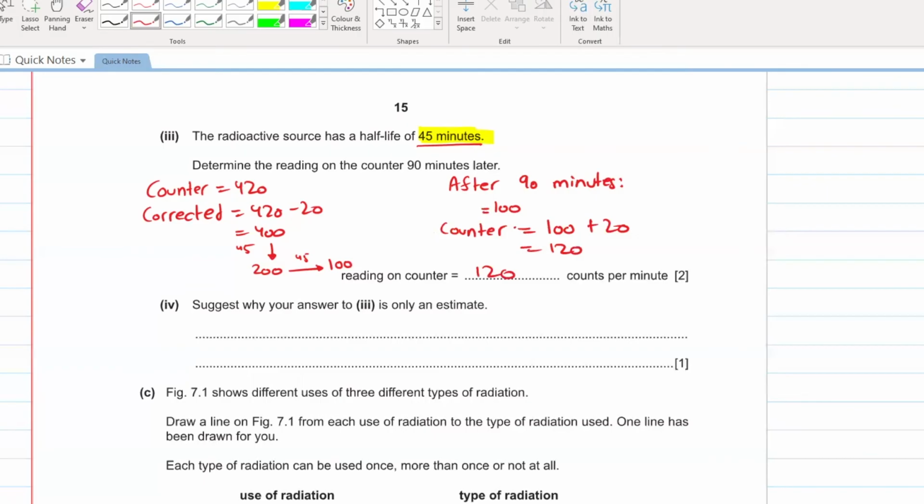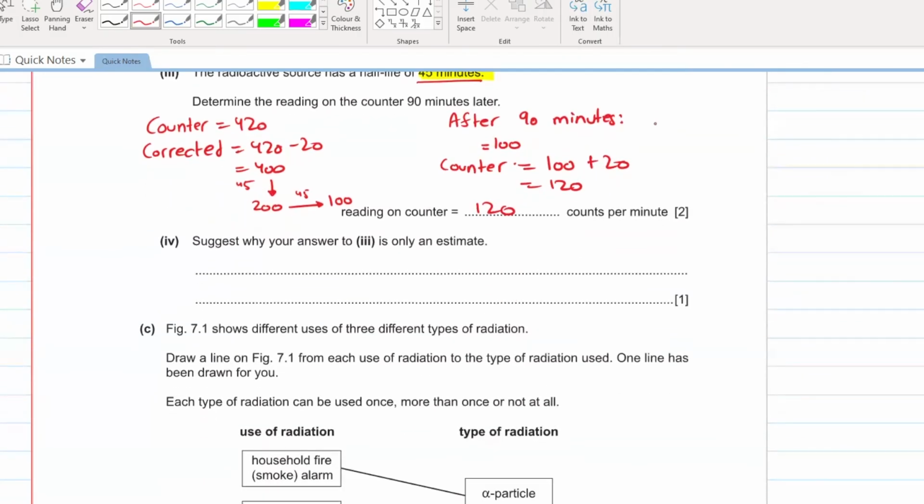Let's further move ahead. Suggest why your answer in 3 is only an estimate. Why is this answer only an estimate? Because the emissions, or you can say radiations, can vary or fluctuate. Simple as that, nothing complicated.